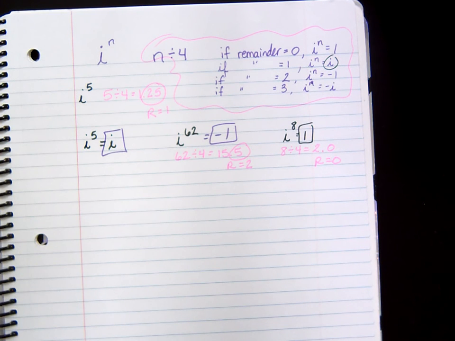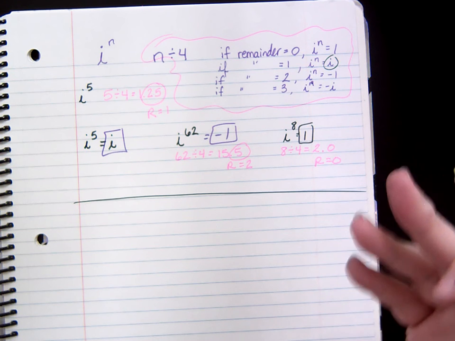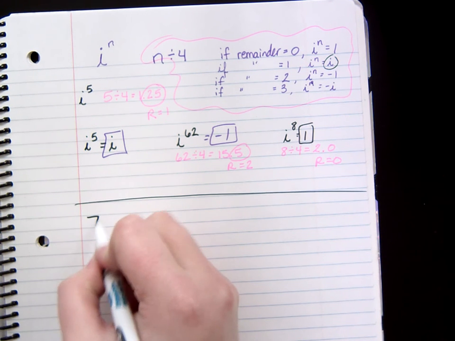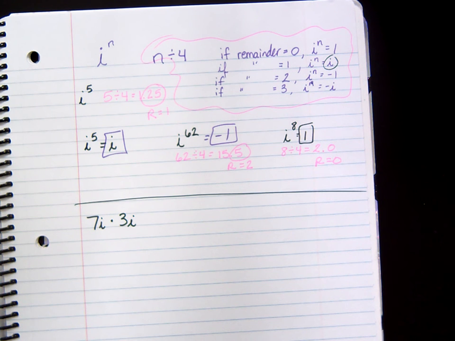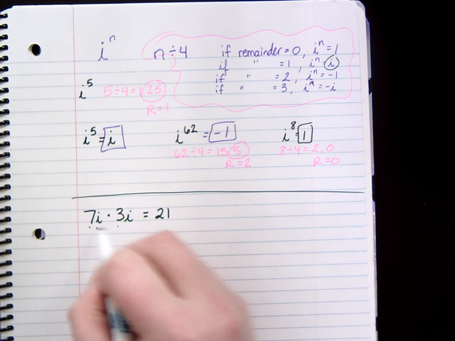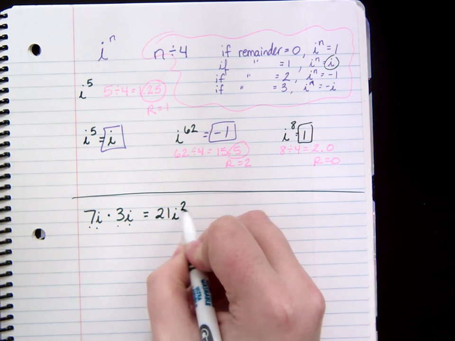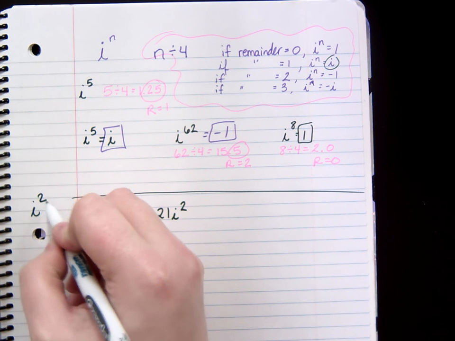Now, I went over this to show you some other ways of doing it, or to show you the products of imaginary numbers. So let's take 7i times 3i. At first, you treat it just like you would 7x times 3x. You multiply the 7 times 3 to get 21. i times i gives me i squared. Now, i squared is one you're going to see a lot. i squared is equal to -1.